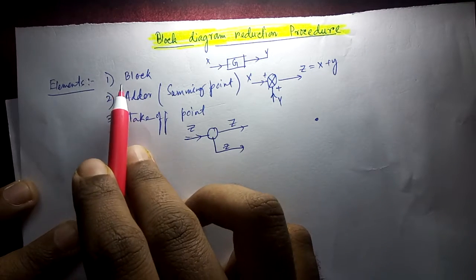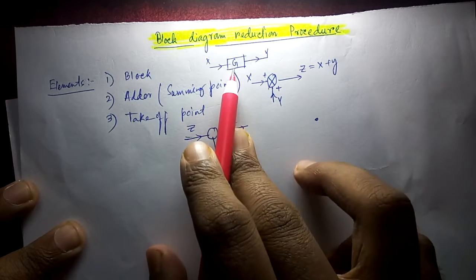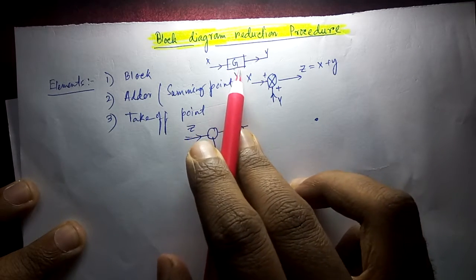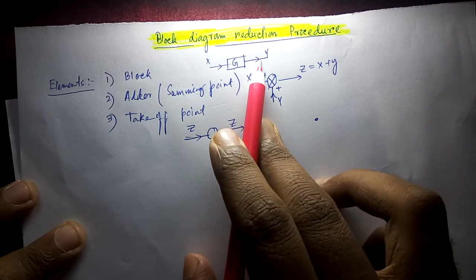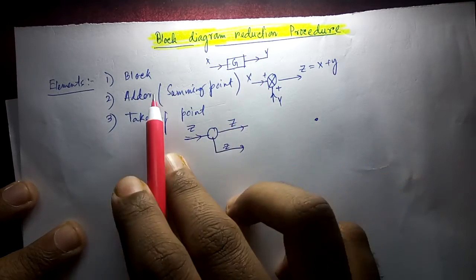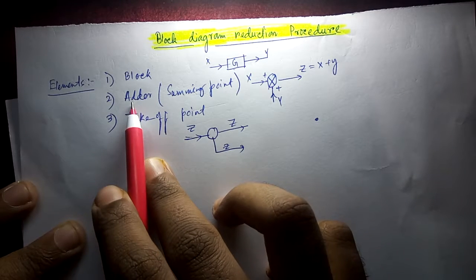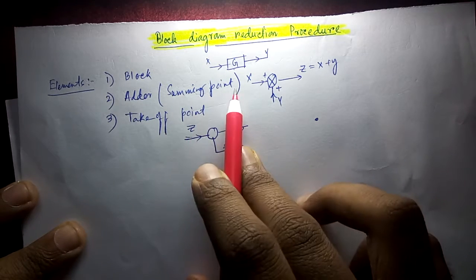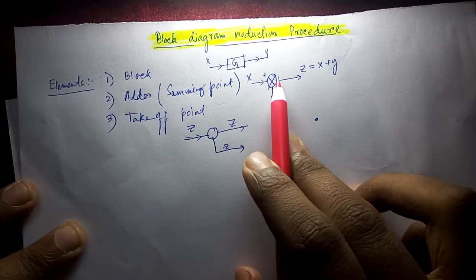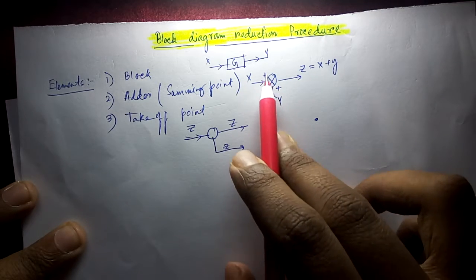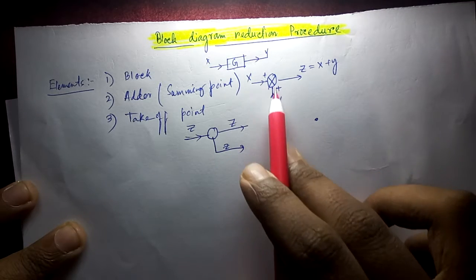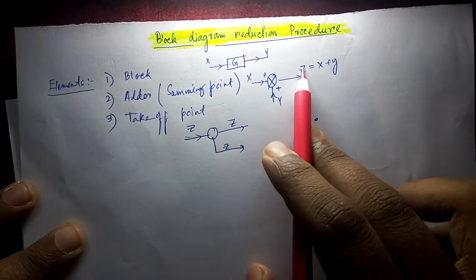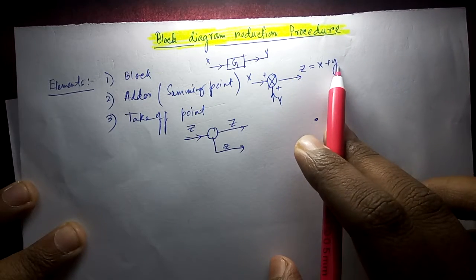The first one is the block. Here I have drawn it with transfer function G, input X and output Y. As we have discussed before, it is very simple to understand. The second one is the adder or summing point. Here I have taken the symbol of an adder, represented with a cross, and the X signal is getting added with the Y signal, giving the output Z equal to X plus Y.